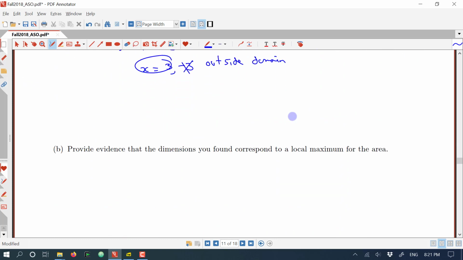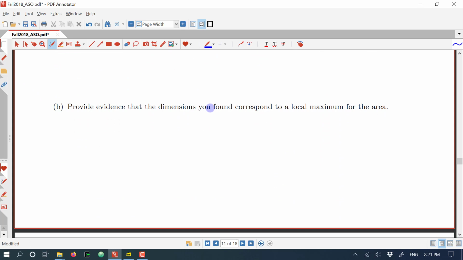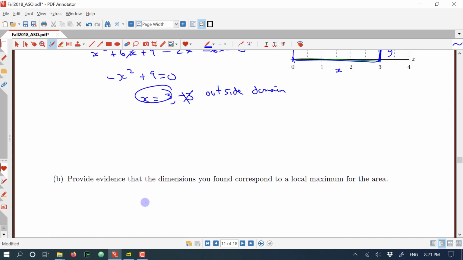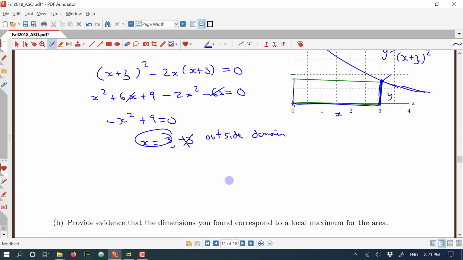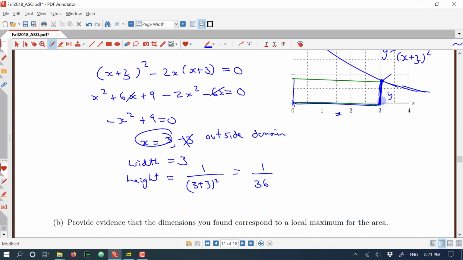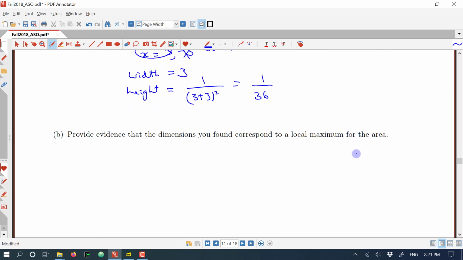We're asked to provide evidence that the dimensions we found correspond to a local maximum of the area. Sorry, we also should find the height. So we want a width of 3 and a height equal to 1 over (3 plus 3) squared, which is 1 over 36. So it'll be fairly wide and quite shallow, but that is what we think is going to give us the largest area.